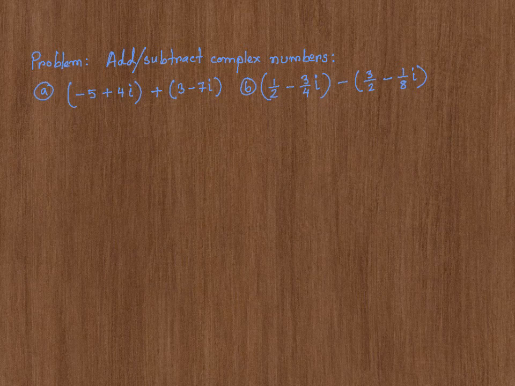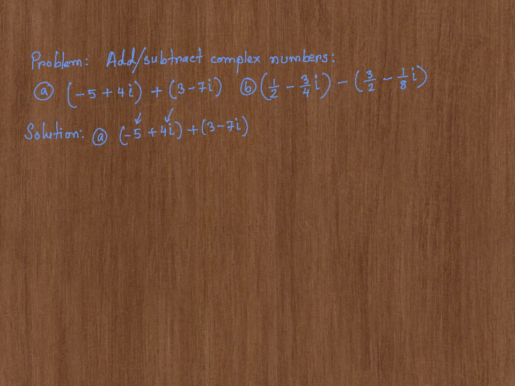In this video, I'm just going to do some addition and subtraction of complex numbers. Let's start off with the addition problem A. When you are adding two complex numbers, you need to add the real parts and the imaginary parts. The term that has i in it, we call the imaginary part. The other one we call the real part.